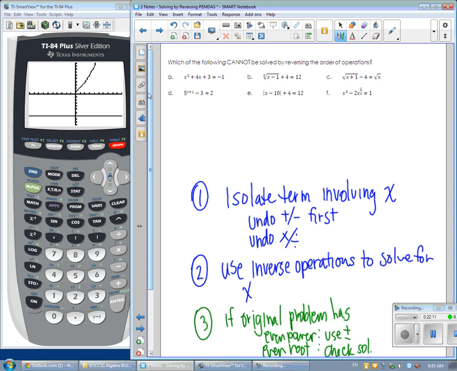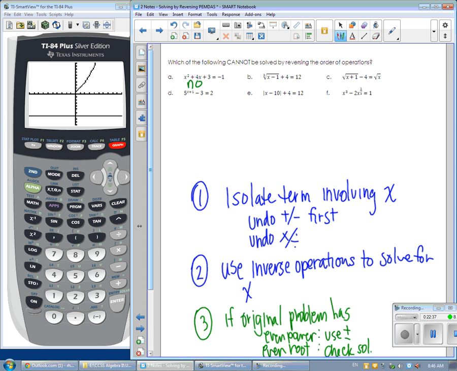In letter A, think about it. Is it possible to get x all by itself? Is there any way that I can combine the x squared term with the 4x to get one term involving x? And the answer is no. So I would not be able to isolate x and then undo the operations that are happening to it. So I would not be able to use the reverse order of operations here. So I would not be able to reverse PEMDAS in letter A.